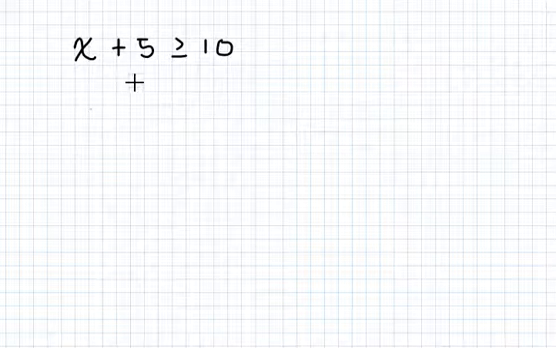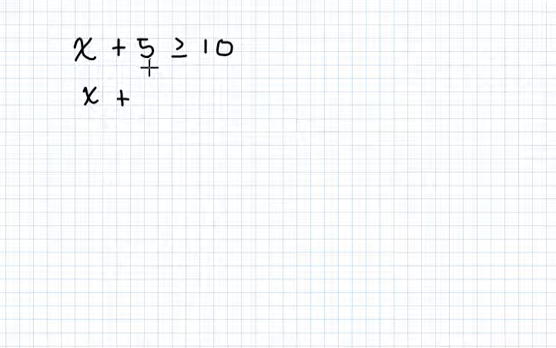Finding the solution to a linear inequality is much like finding the solution to an equation. So let's start off with x + 5 is greater than or equal to 10. I want to find all the numbers that I can plug in for x that make this true. This number over here will be either greater than 10 or it could be equal to 10. So we solve this just like we'd solve if this were just an equal sign here. However, there's a couple of exceptions.